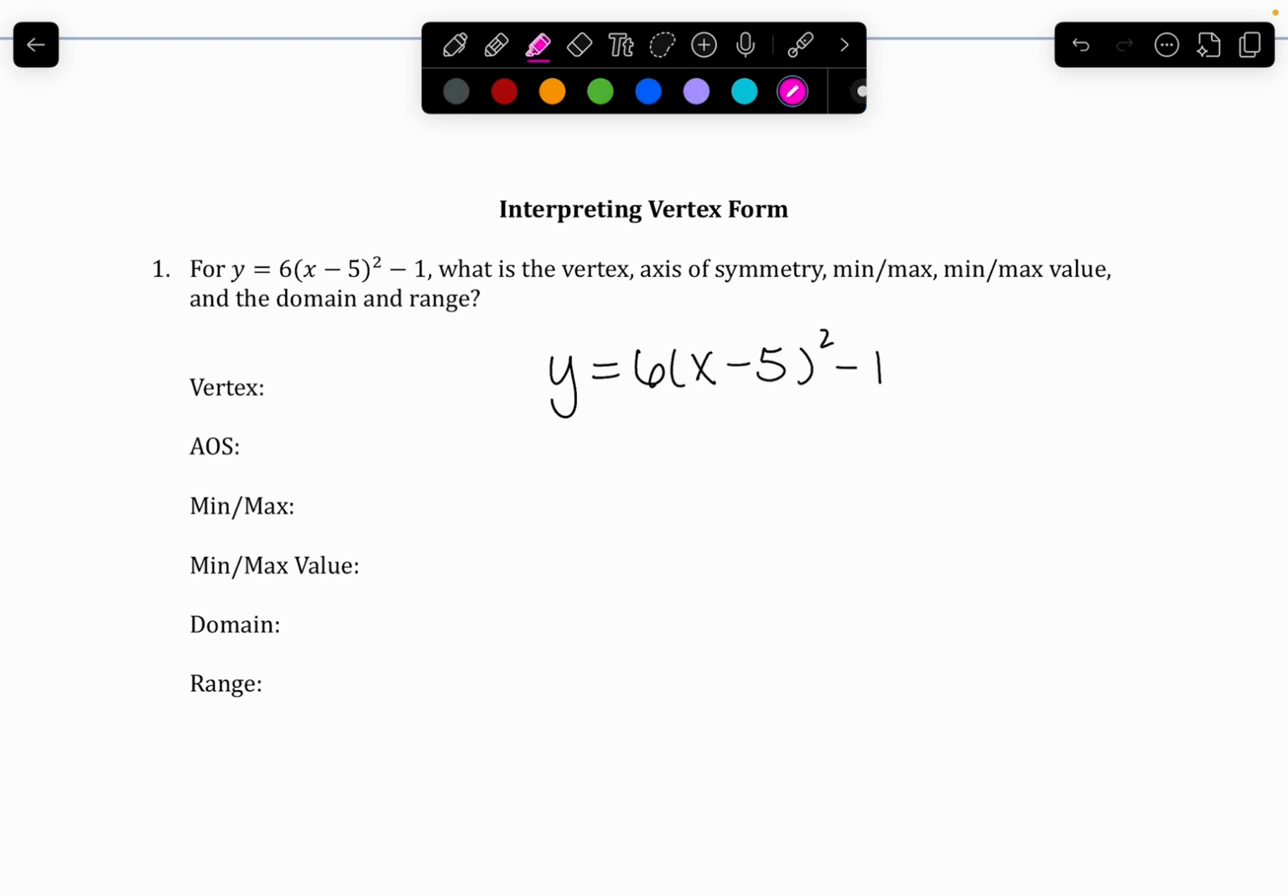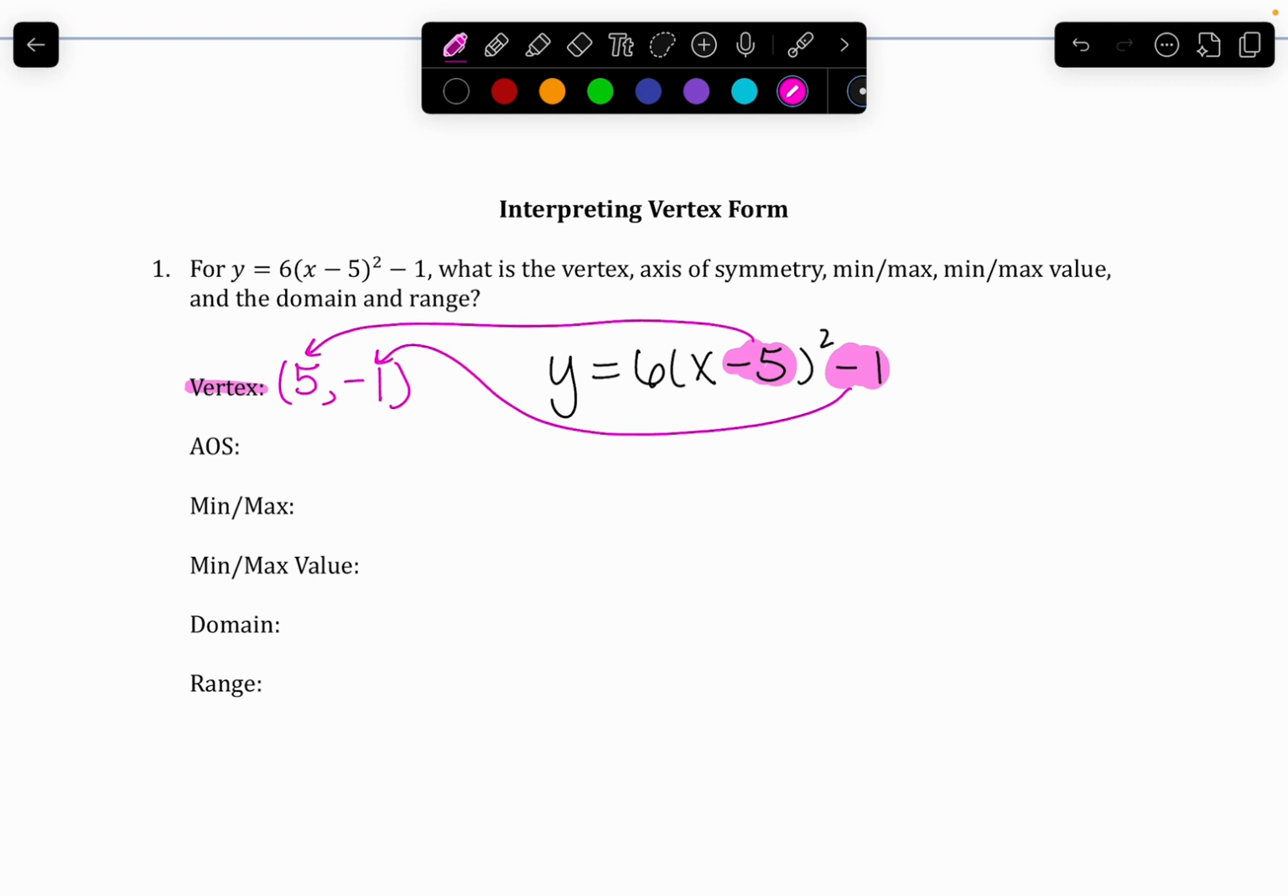Okay, so the first thing that I want to do is look for my vertex. And as a reminder, your vertex comes from this value and this value. That's your h and your k in vertex form. And whenever we pull the vertex out of vertex form, the h value has to change signs, but the k value stays the same. So instead of it being a -5 that I plug into my parentheses, I'm actually plugging in a +5. But my k value, that -1, stays a -1. So this guy comes over here, and this guy comes over here.